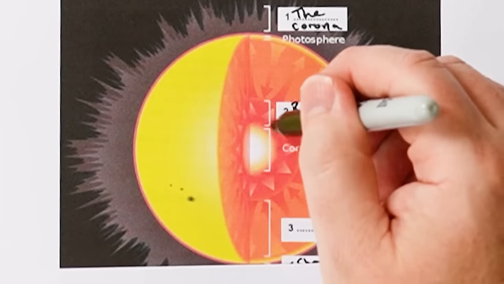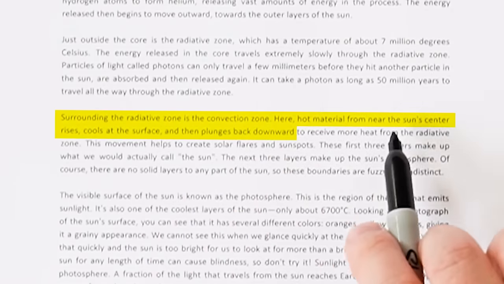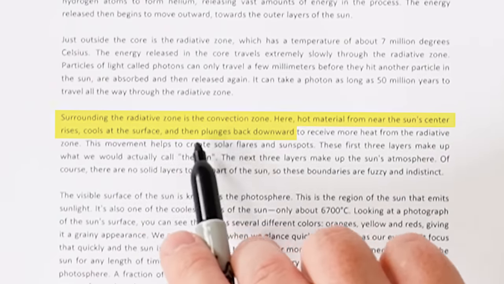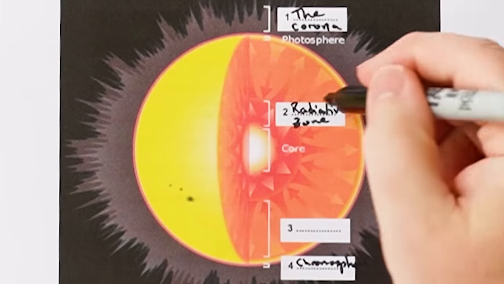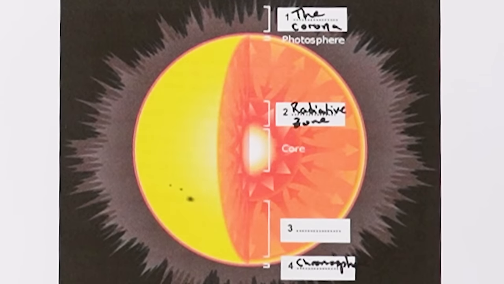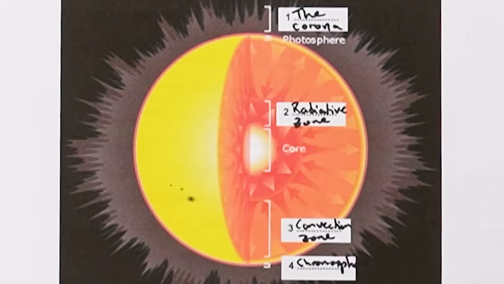Okay, so if we go back here, we have the core, we have the radiative zone. And then if we look here, surrounding the radiative zone is the convection zone. So here, hot material from near the sun's center rises, cools at the surface, and then plunges back down. So remember, we talked about they have these arrows going up and down here. This is another indication that this is the correct answer, the convection zone. So you see how important it was to really understand the diagram before you look at the text. If you looked at the text, you might get confused, but if you really understand the diagram first, then it becomes much, much easier. Okay, we're just going to check that we follow the instructions. Two words, no more than two words, correct spelling, we can move on.